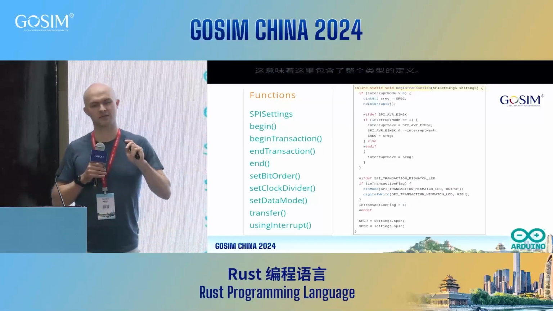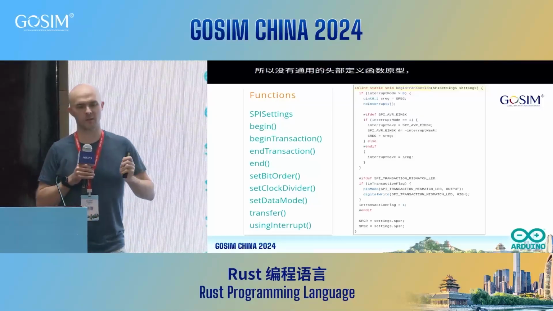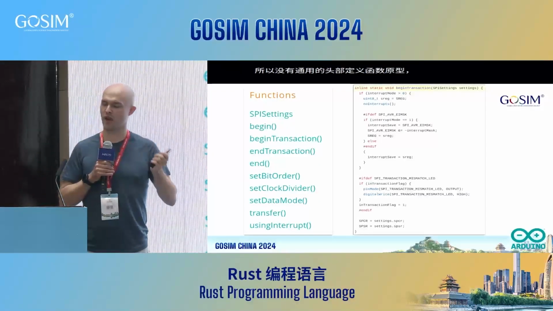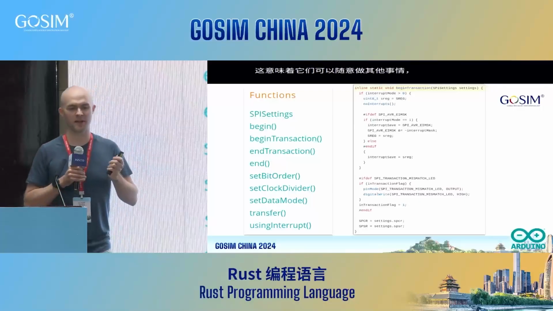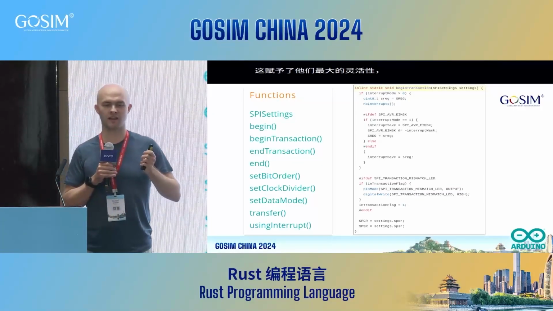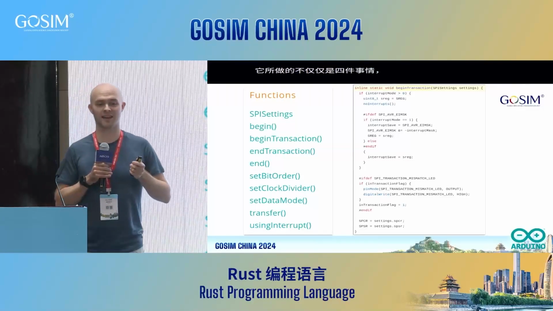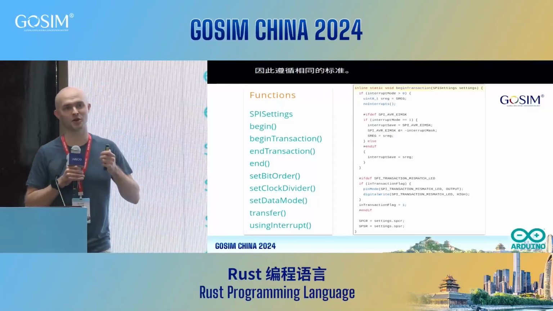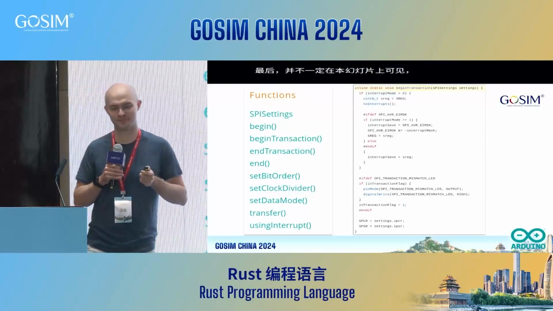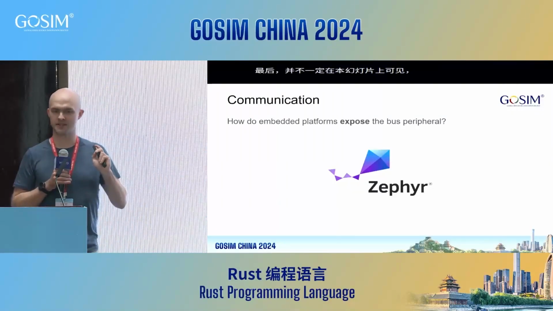And finally, it's not necessarily visible on this slide, but there's no notion of preemption in Arduino. So basically all these implementations, if they take some time, they are blocking and polling. Meaning that if you have a battery-powered application, you are wasting quite a bit of power. Let's see how Zephyr does the same thing.